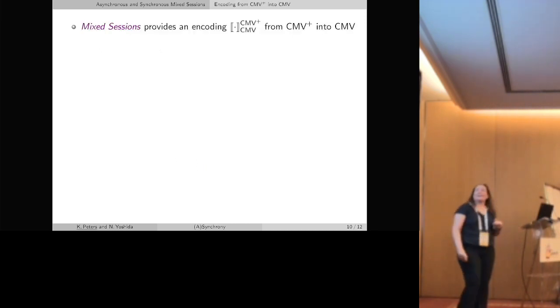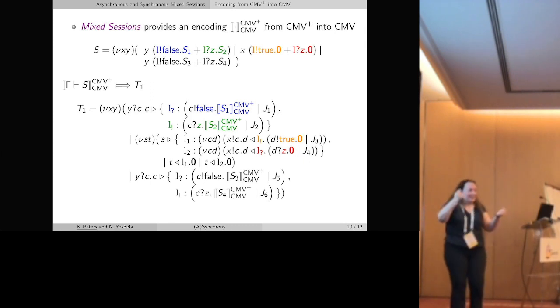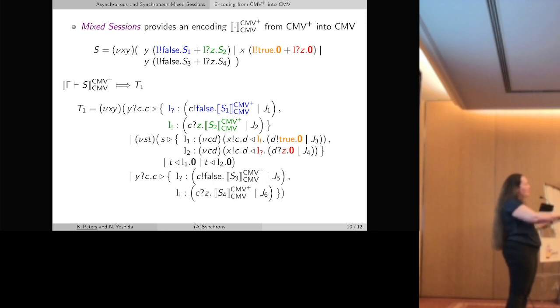Therefore, we look at the encoding that is given. I told you that there is an encoding in the original paper between mixed sessions and non-mixed sessions. And the idea of this encoding is the following. If you have, again, the term that you have seen in the beginning, the idea is to put the information about input and output into the label.